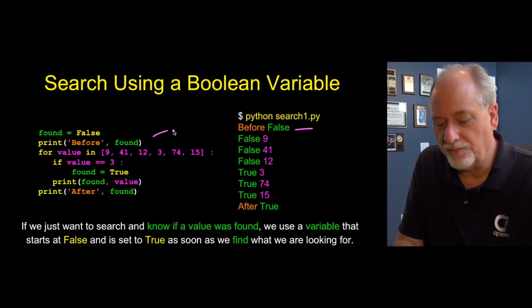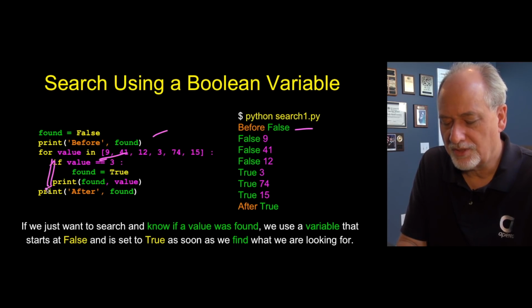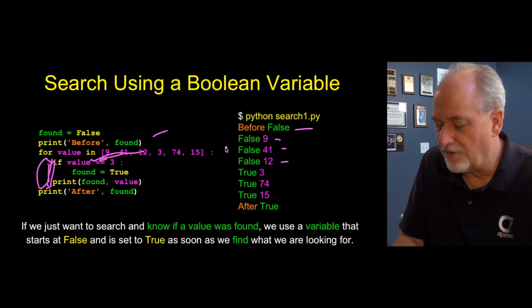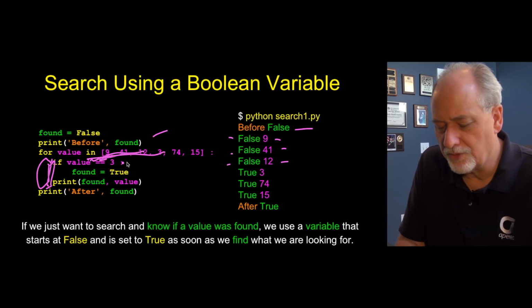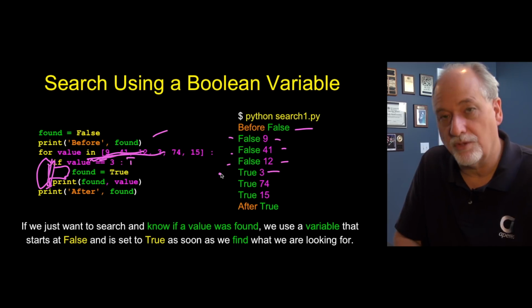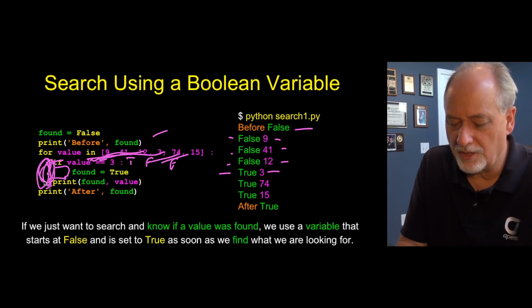Now we're going to run this loop a bunch of times. 9, is that a 3? No, skip. 41, skip. 12, skip. And found has remained false because we haven't done anything to it. But now in comes a 3. This becomes true, so it runs this code. Found becomes true, and then we print it, and you'll notice that when we see a 3, we get true. Then it runs again, we get 74, it's still true, 15, still true, and then we quit.